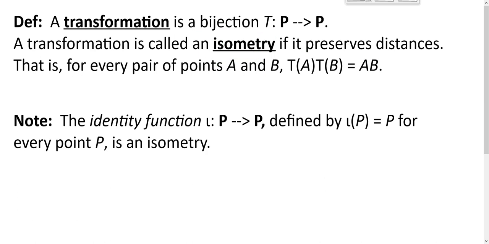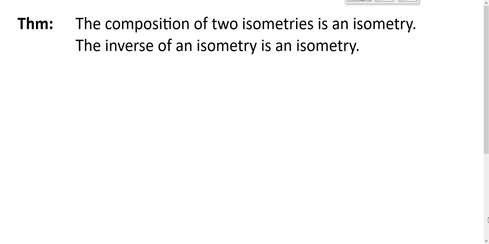Specifically, the identity function I from the plane to the plane is defined by I of P is equal to P for every point P. So the identity function is the function that takes nobody anywhere. It leaves everybody in place. Some things we should know about isometries. The composition of two isometries is an isometry, and the inverse of an isometry is an isometry. Neither of these are difficult to prove.